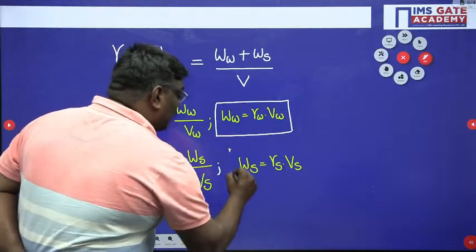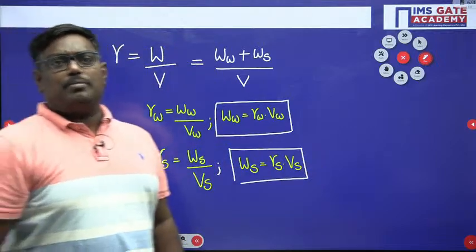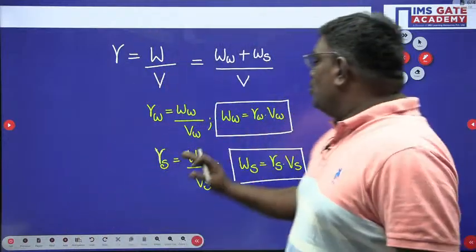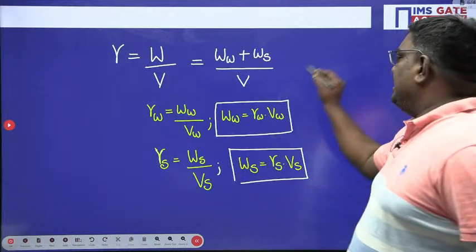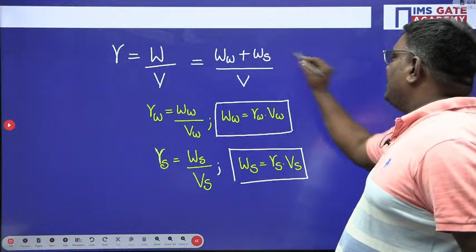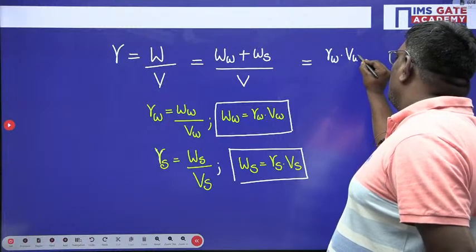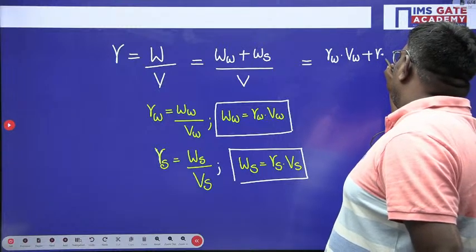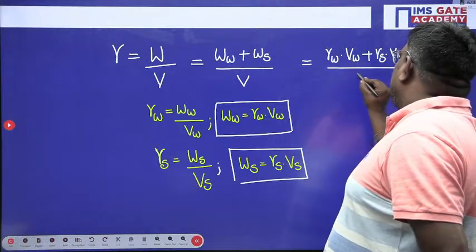So here you have known the weight of solids and here you know the weight of water. Agree or not, my dear students? Now what I will do is, I will plug in these values here. My dear students, see here, I can write now, WW can be written as gamma W into VW plus gamma S into Vs upon V.